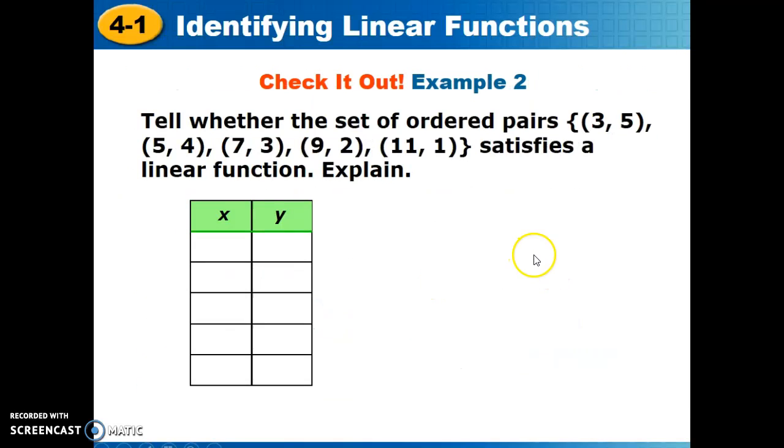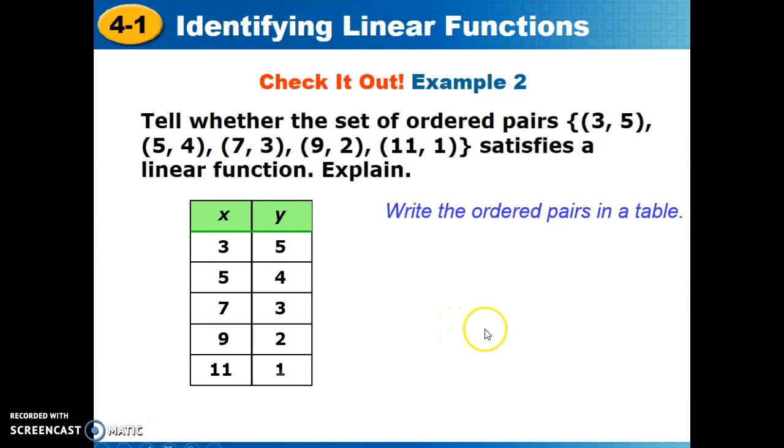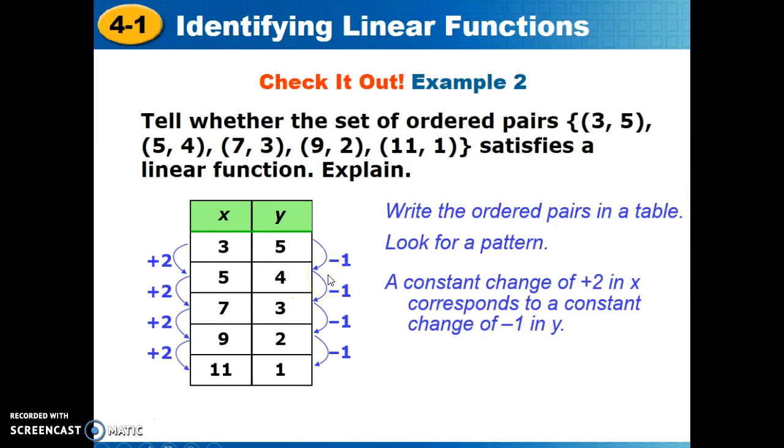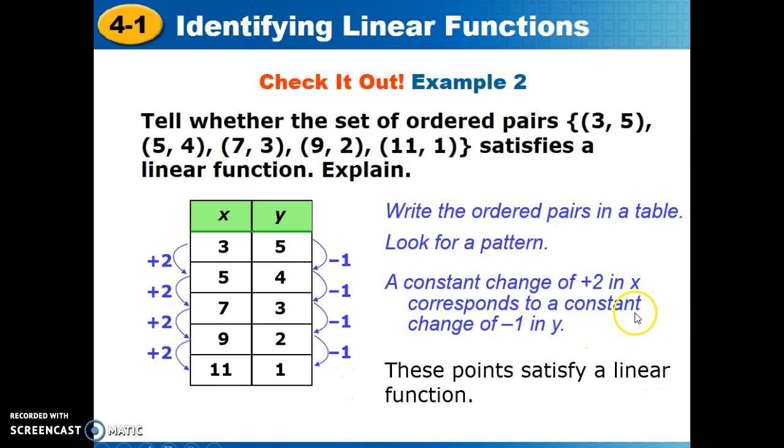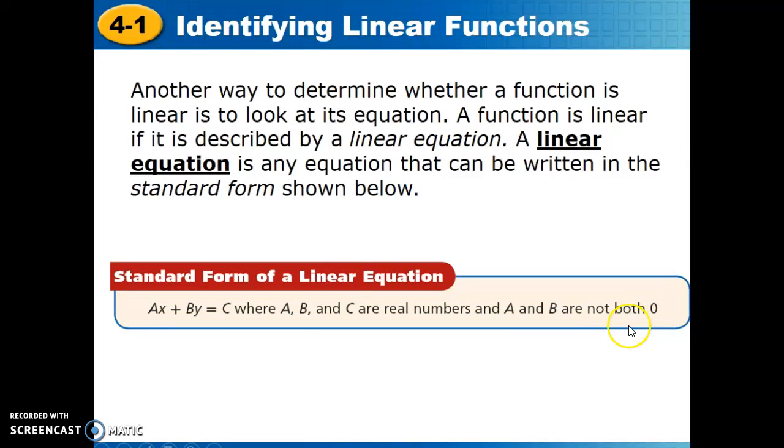You guys check out number 2, come back and check your answer. So we would have placed our values from our ordered pairs into our table. Much easier to look at. We see a constant change in x. Do we see a constant change in y? We do. They're going down by 1 each time. Therefore, we know we have a linear function.